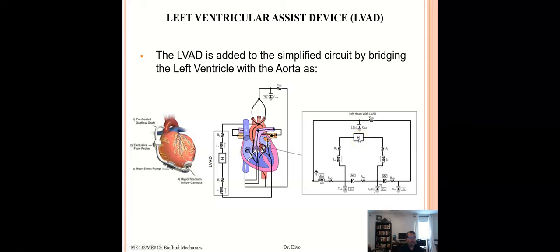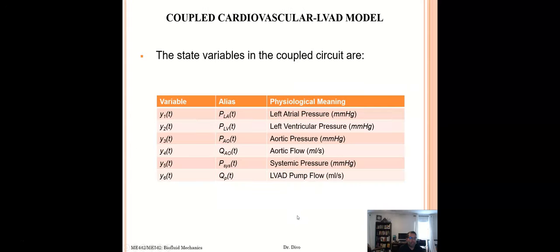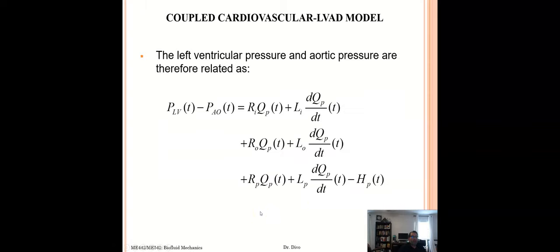I call it H this time because it's basically a hydrodynamic head that is producing a pump instead of directly a pressure. We normally refer to these in units of heads, of millimeters of mercury gain that is produced in a pump. Again, because we still have 2 inductors and therefore we should have 2 additional flows, but these inductors actually see the same amount of flow, and therefore we can combine them into one, as we'll see in the formulation in a minute. So the new variable, the 6th variable, Y6, is just simply QP, the LVAD pump flow in milliliters per second.